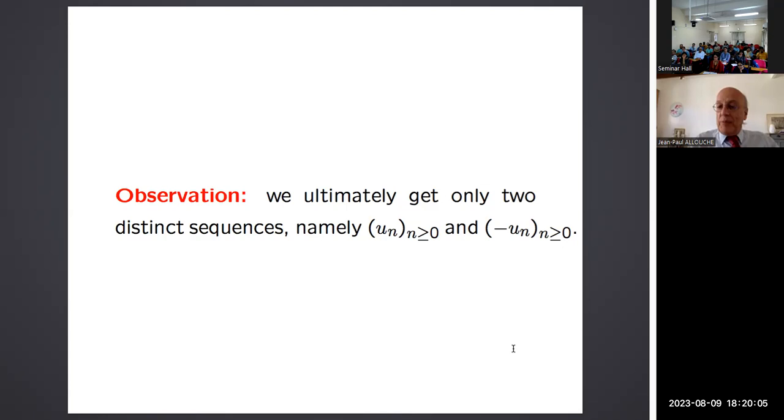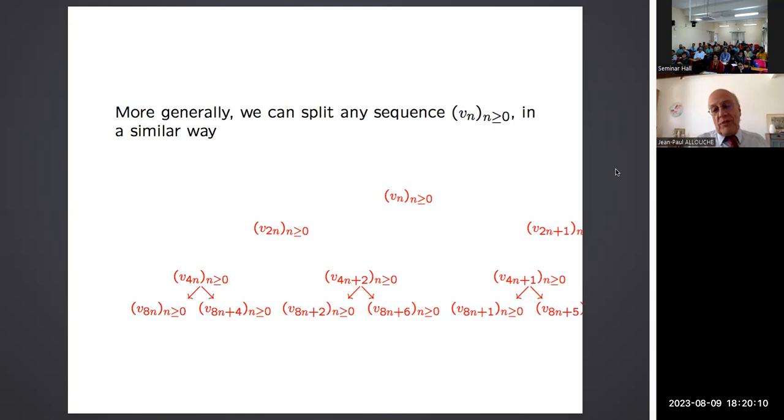But now if you take any sequence v_n, random sequence, complicated sequence, whatever you want, you can do the same job. I mean, you can split v_n into even and odd, and then v_2n into even and odd, v_2n+1 into even and odd. It doesn't fit into the slide, I'm sorry. And I have shown the fourth step where you split again and you have v_8n, v_8n+4, and so on and so forth. And so you have a binary tree, which a priori is infinite.